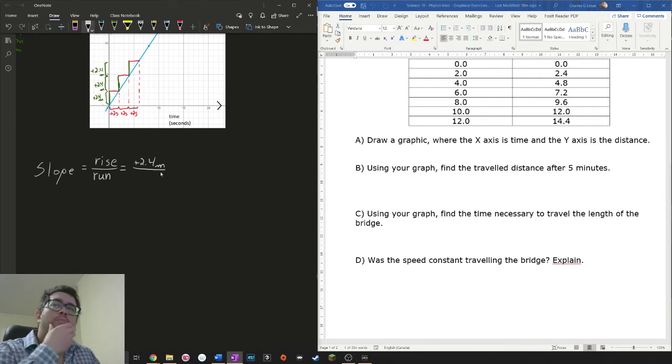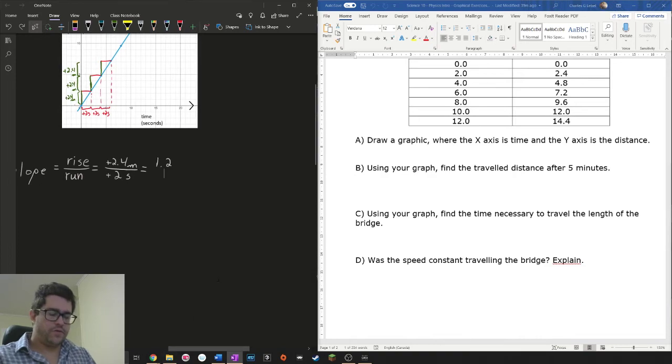And we ran how much for that rise? Plus 2 seconds. Notice here the plus signs cancel out because it doesn't matter if they're there. There's no minus. 2.4 divided by 2 is 1.2. What happens to the units? Well, they stay like this. Write them here. Meters per second.